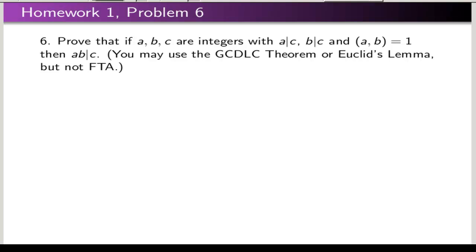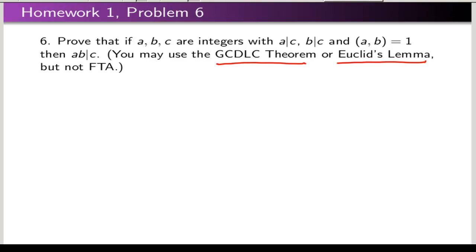Problem number 6. If A divides C and B divides C, and A and B are relatively prime, then A times B is a divisor of C. So I want you to prove this without using the fundamental theorem of arithmetic. So it's probably best to think about it in terms of prime factorizations. Since A and B are relatively prime, they have distinct prime factors, and therefore the product AB is still going to be a divisor of C. But let's not use FTA, the fundamental theorem of arithmetic. You can use either one of these two theorems.